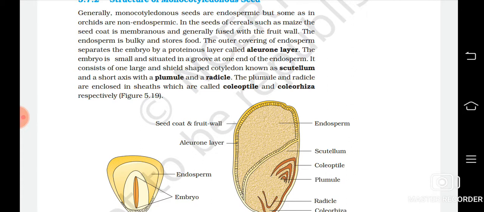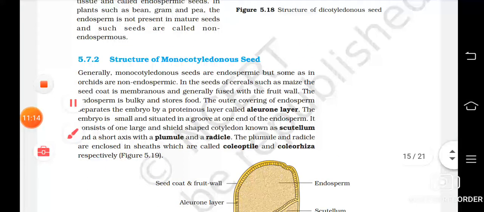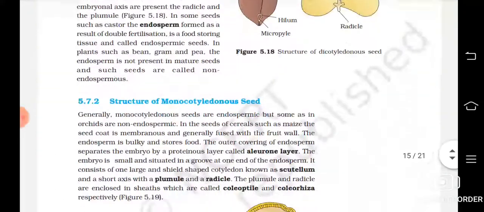And it is covered by what? A plumule is covered by a sheath called coleoptile, and radicle is covered by a structure called the coleorhiza. So this is the structure of what? The monocot seed. Understood? So this portion is very clear to you.